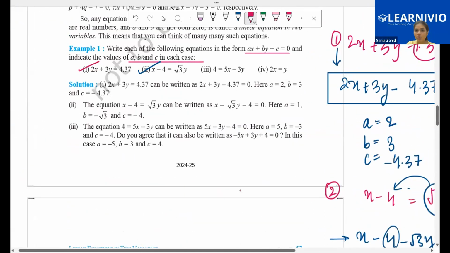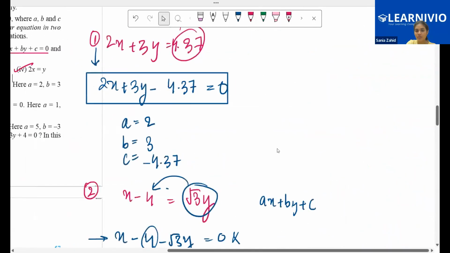Let's come to the third one. You have 2x is equal to y. So this one, Abdullah, tell us 2x is equal to y. How do you represent it?